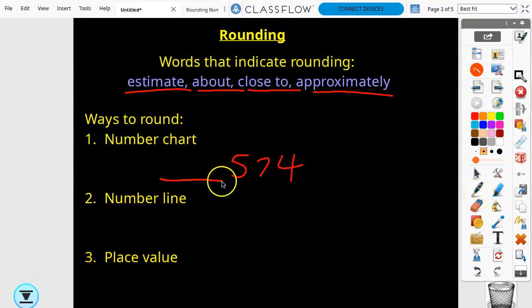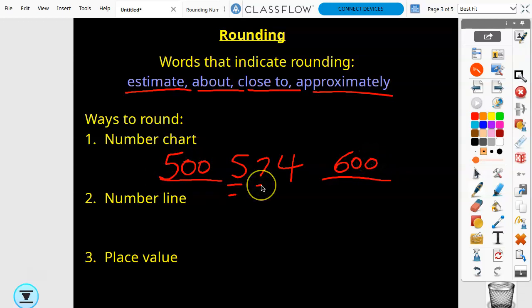574. We put one line in front, one line at the end. And because we start with the 5 in the hundreds place, your first number is 500 and the last number is 600. And this is a 7, which is closer to 600. So your answer is 600.